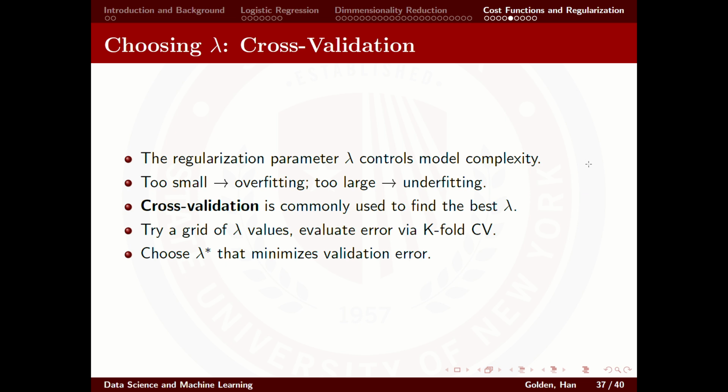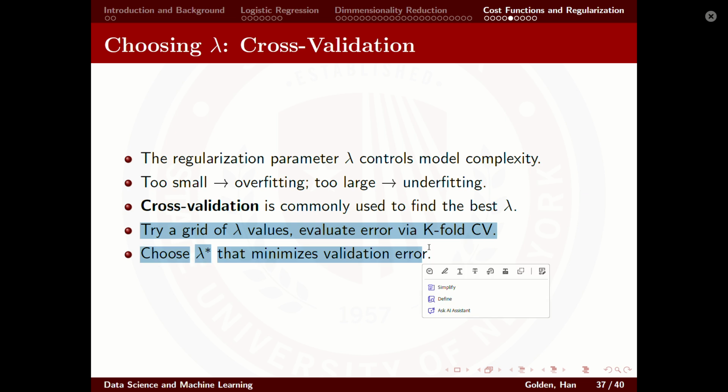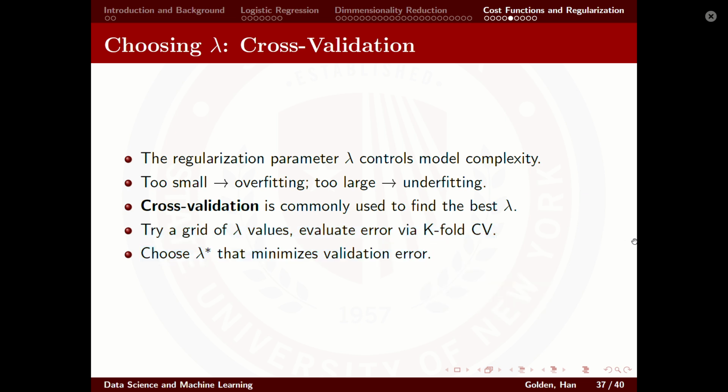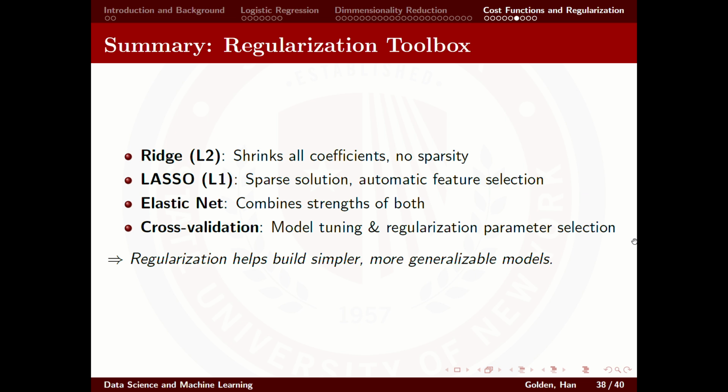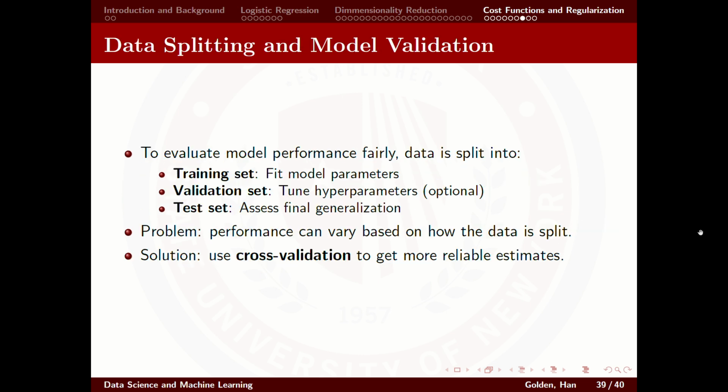Too small a lambda leads to overfitting, too large leads to underfitting. Cross-validation is commonly used to find the best lambda. Try a grid of lambda values, evaluate error via k-fold cross-validation, and find the lambda star that minimizes the validation error. So, summary of the toolbox: ridge shrinks coefficients, lasso creates a sparse solution with fewer variables, Elasticnet combines the strengths of both, and cross-validation provides model tuning and regularization parameter selection.